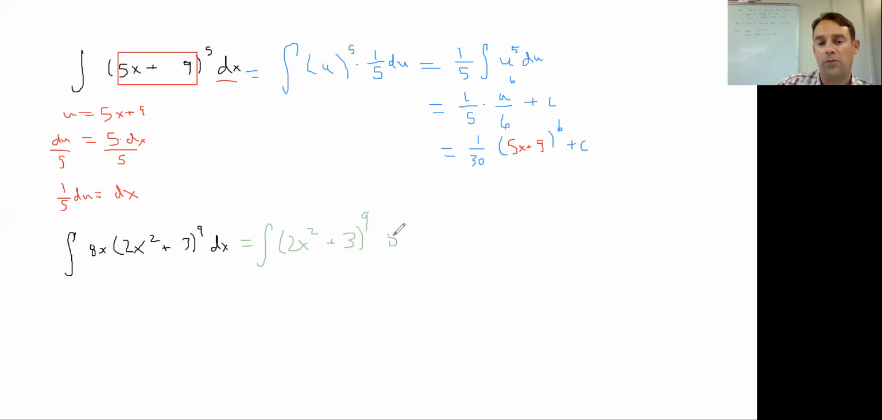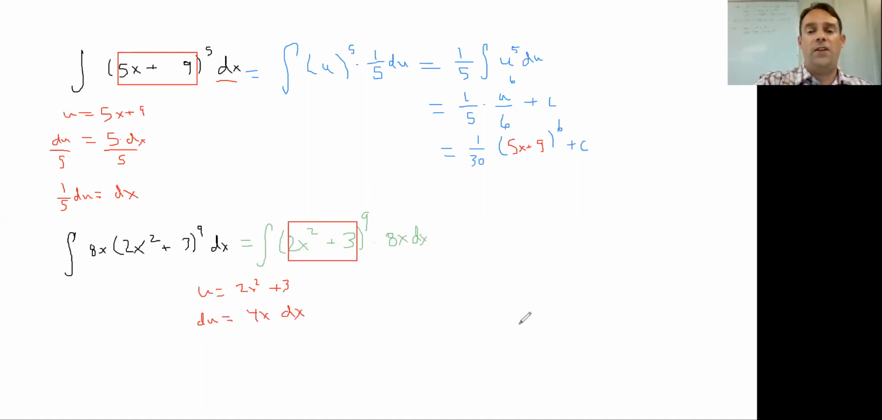So I'm going to move my 8x to the back here so I can see my u. My u is always my inside function. So there's u. So u is 2x squared plus 3. So I have du equals 4x dx. Well, friends, I've got an issue. Notice I have an 8 there. I have 8 times x dx.